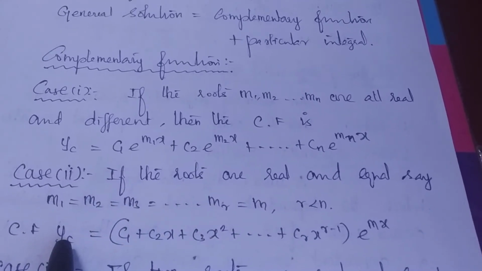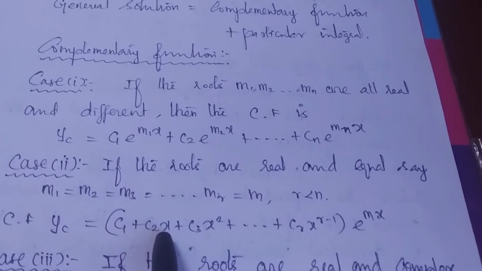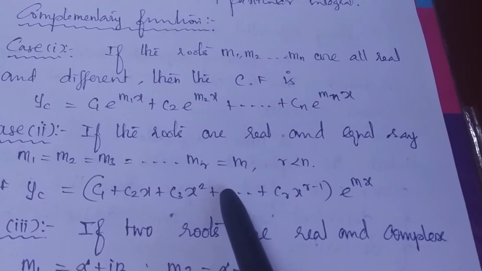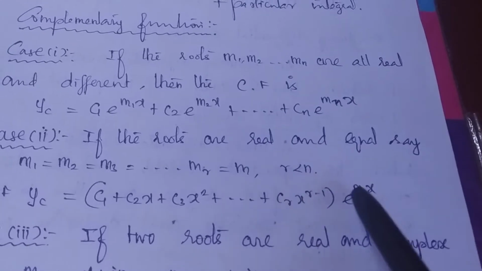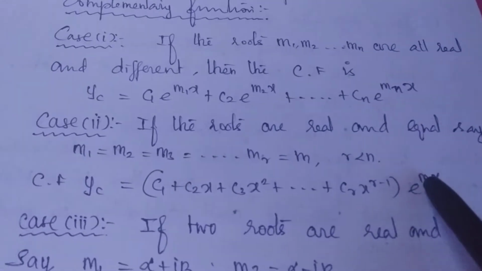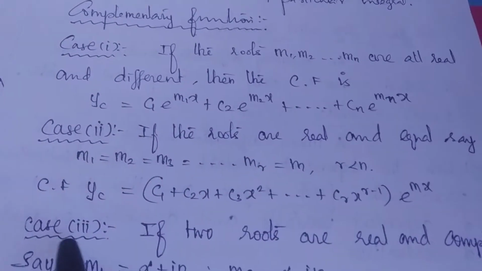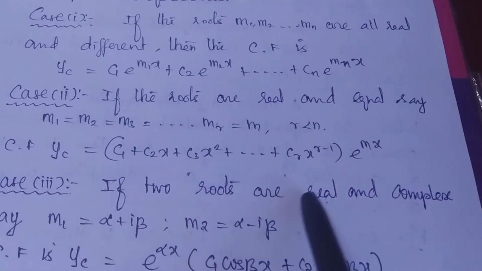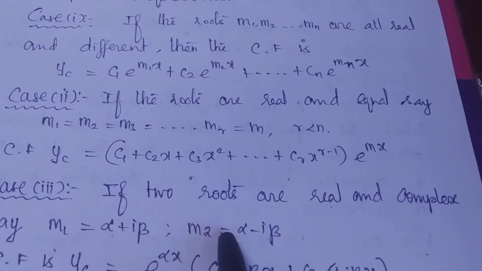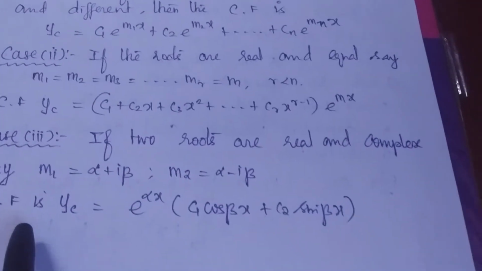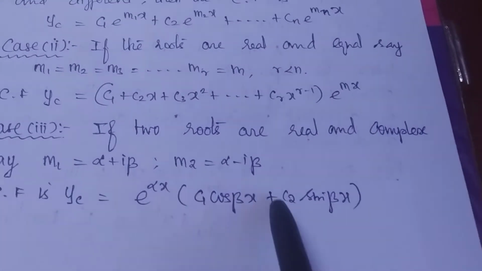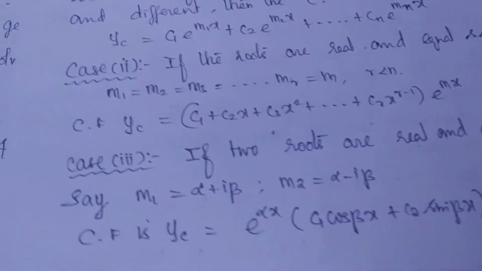Then the complementary function is c1 plus c2x plus c3x square plus c4x power 3 and so on, up to cr x power r minus 1, all times e power mx, where m is the root. Case 3: if the two roots are complex, say m1 equals alpha plus i beta and m2 equals alpha minus i beta, the complementary function is e power alpha x into c1 cos beta x plus c2 sin beta x.